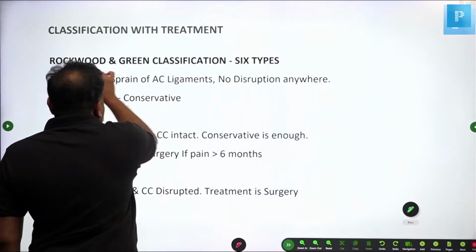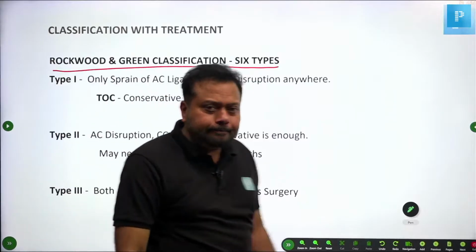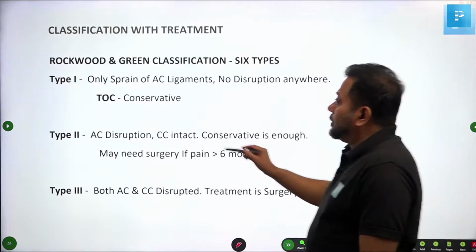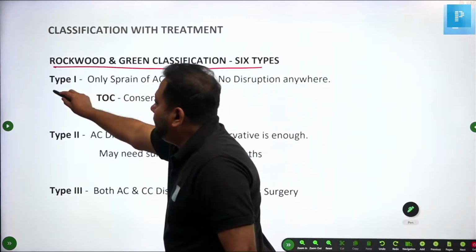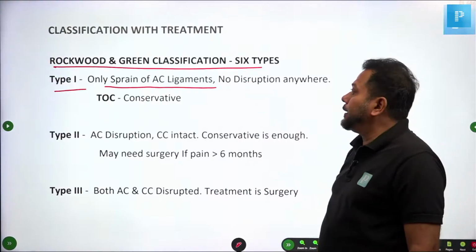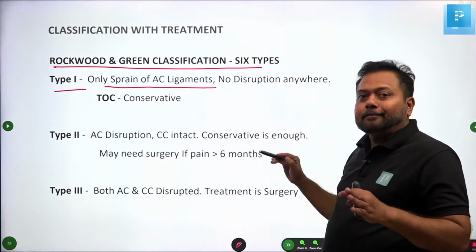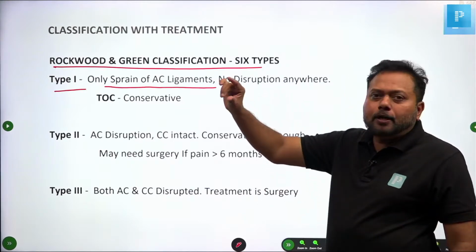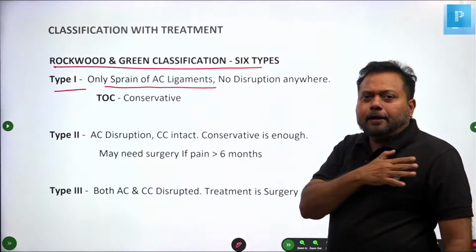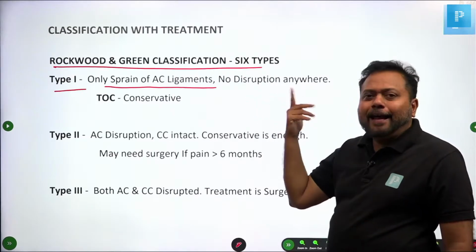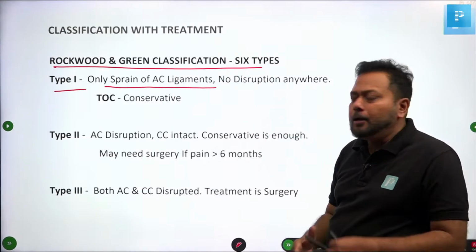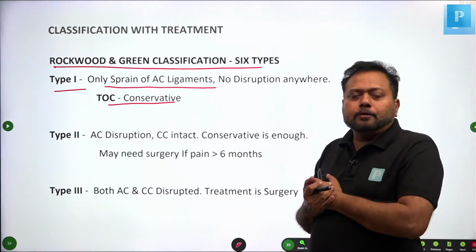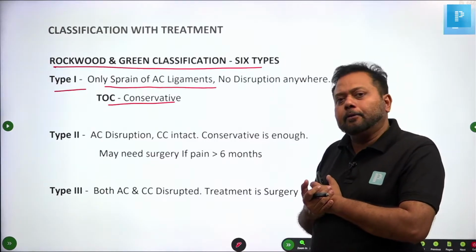The classification is called Rockwood and Green's classification. Six types are there. Type 1 means only sprain of the acromioclavicular ligament. No disruption anywhere. In that you won't get any finding in the X-ray. The patient will complain only of pain, because there is no tear of the ligament, only a sprain. So treatment of choice is conservative. Just give an arm slab, don't mobilize the shoulder for a week, and give a painkiller. That will become alright.